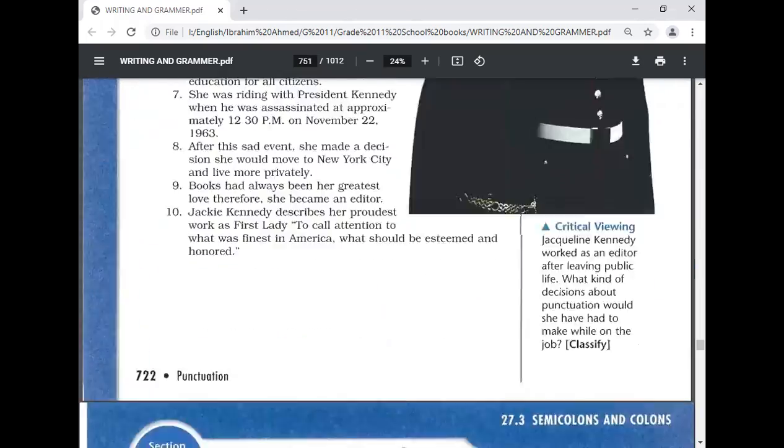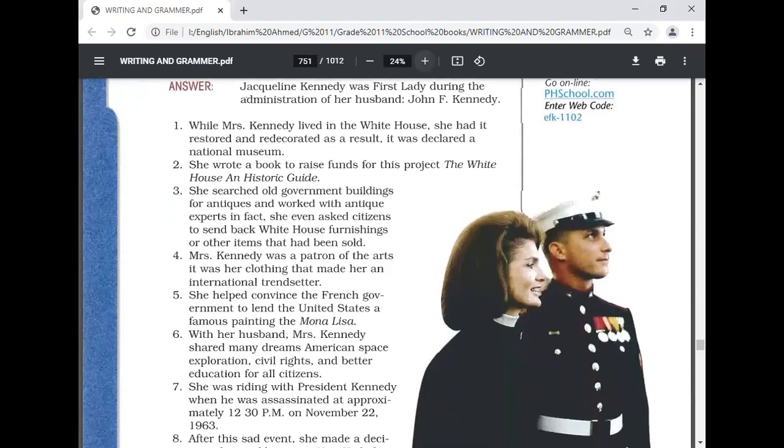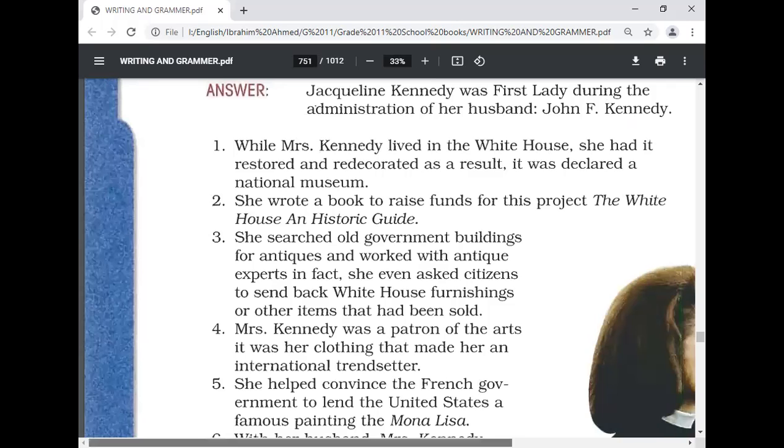In Exercise 32, add semicolons and colons where appropriate. Let's do the first three sentences. Exercise 32. Let's read the example first. Jacqueline Kennedy was first lady during the administration of her husband, John Kennedy. So we need something here before John Kennedy, so we put the colon.